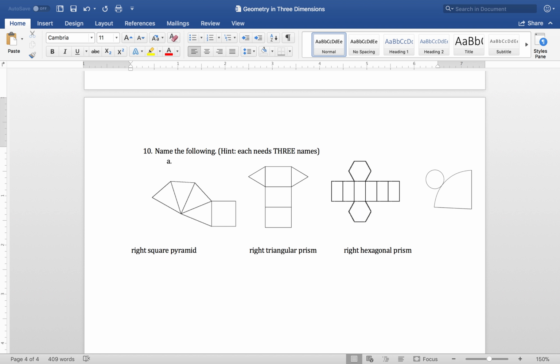Now the last one's the weird guy. It's kind of a special one. And it's actually the cone. I've got that circle, and this is going to wrap around. If I had two circles, I would have a cylinder. So it's right. So this last guy here is a right, and it's going to be a circular cone over here on the end. There's my right circular cone.